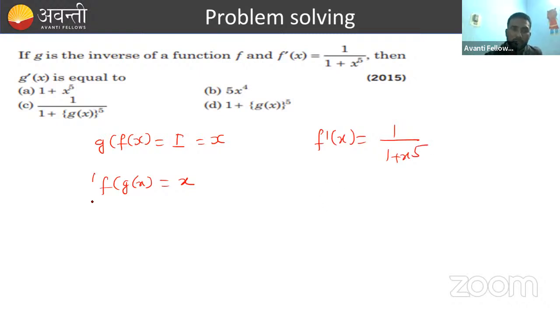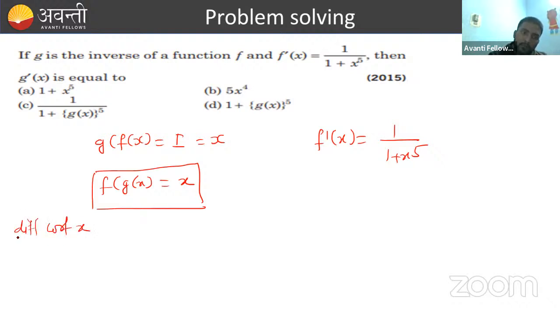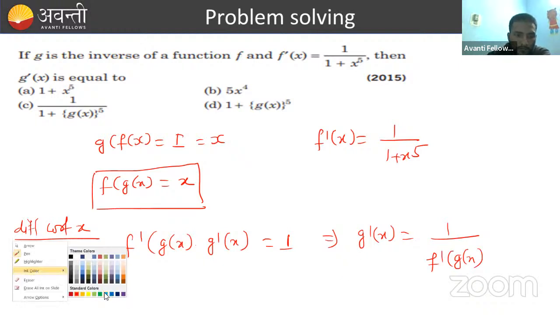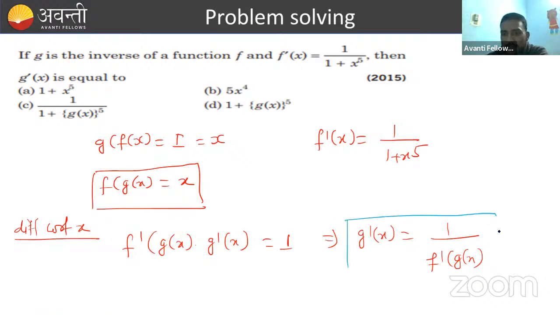So we already know, if g is an inverse function, I can write f of g of x is equal to x. If I differentiate with respect to x on both sides, it will be f dash g of x, and then I will write g dash x is equal to 1. So if I have to write g dash x, I will write 1 divided by f dash g of x.